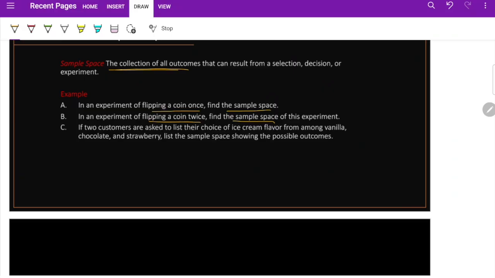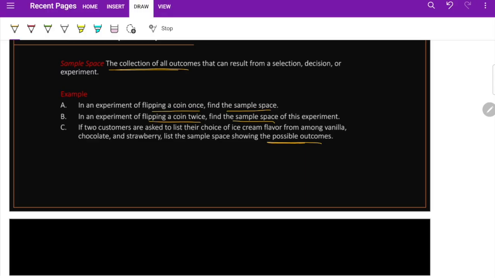If customers are asked to list their choice of ice cream flavor from among vanilla, chocolate, and strawberry, list the sample space showing the possible outcome. You're going to list your choice. We ask a customer to list their choices, right? Just list your choice.